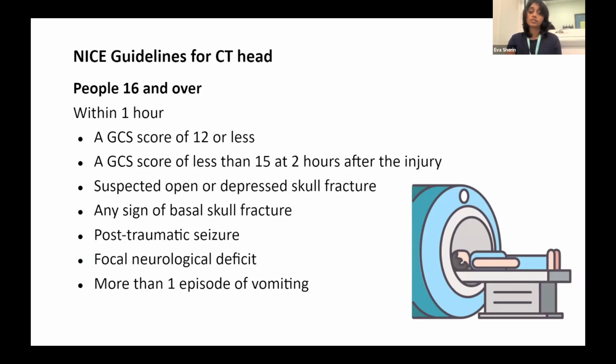Suspected open or depressed skull fracture, which will be pretty obvious, like a basal skull fracture. You can see the raccoon eyes appearance, the hemotympanum, bleeding in and around the mastoid areas, in and around the jaw, anywhere when you see blood collection around the base of the skull, then you know that the patient has got a skull fracture. Post-traumatic seizure, there would be a witnessed seizure, and focal neurological deficits, which means there would be upper limb weakness, loss of sensation, lower limb weakness, inability to walk. Any of these could be presenting.